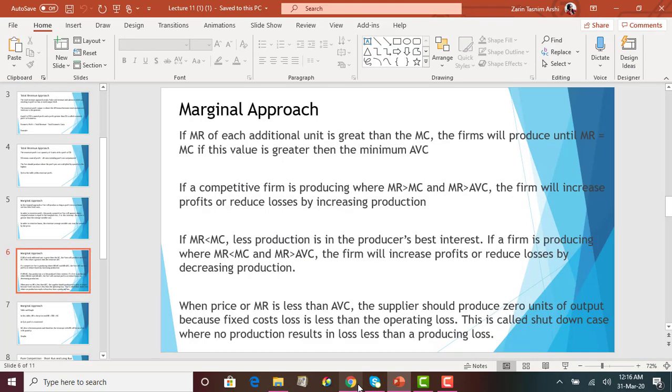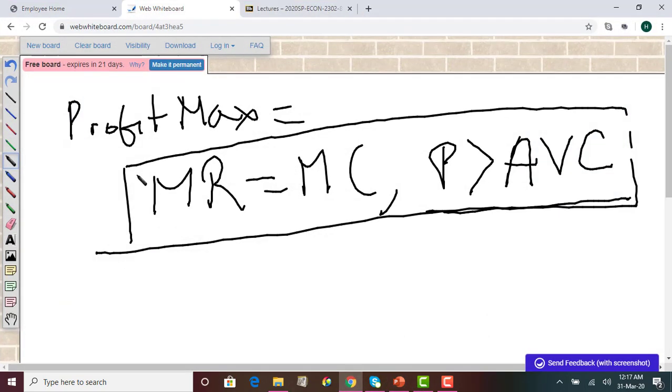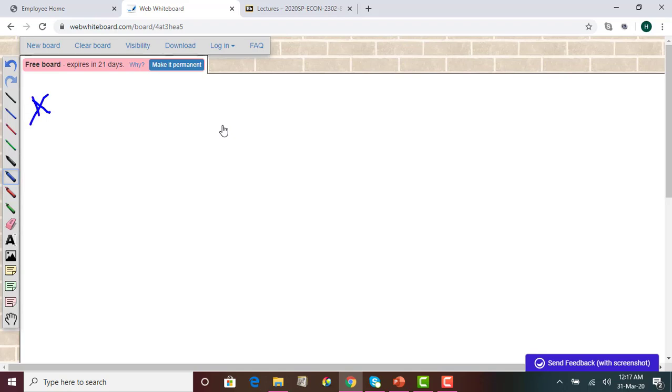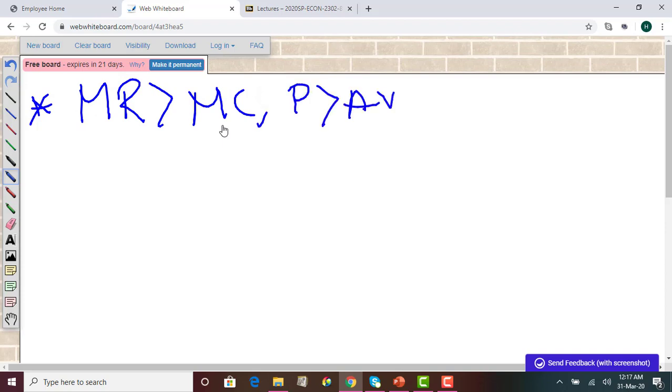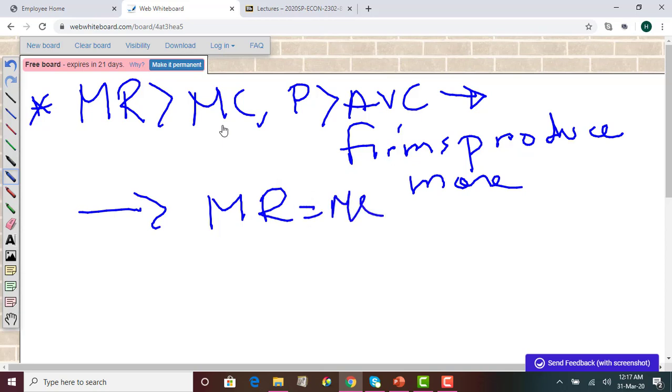Okay, so to look at some other conditions in this slide, we are saying if MR is greater than MC, the firms will produce until MR is equal to MC. What we are trying to say here is that we are looking at different conditions, and let me show you on the board. There are three types of scenarios that can happen. If MR is greater than MC and price is also greater than average variable cost, then firms produce more. So in other words, they will increase their production until MR equals MC, where profit is maximized.